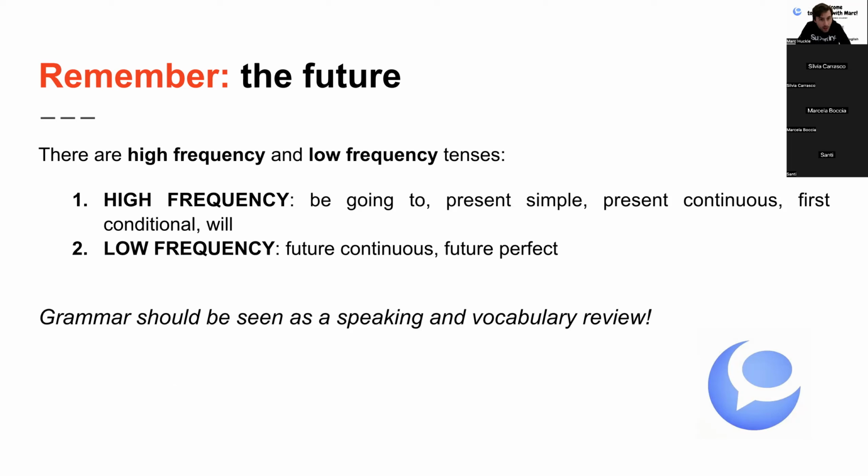Other things we have, low frequency tenses. These are things you don't use a lot. Con entenderlo más o menos lo tienes bien. Okay, vamos, lo utilizamos de vez en cuando. We only use them from time to time. So, the future continuous.